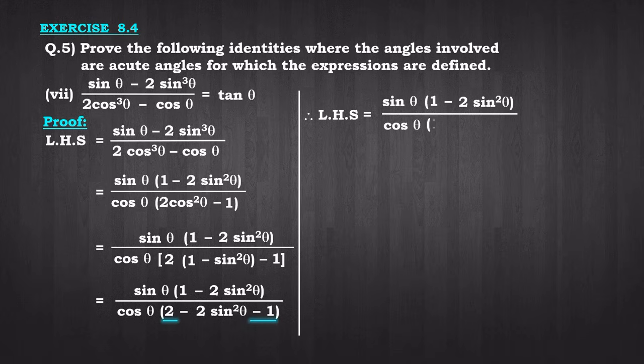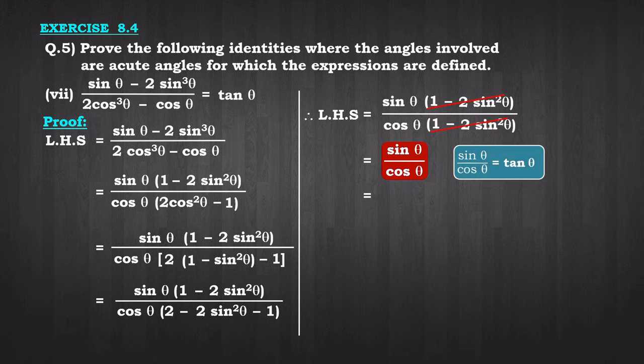Now the expression becomes sine theta multiplied by 1 minus 2 sine squared theta, divided by cosine theta multiplied by 1 minus 2 sine squared theta. Cancel the common factor, 1 minus 2 sine squared theta. The expression becomes sine theta divided by cosine theta. We know that sine theta divided by cosine theta is equal to tangent theta.